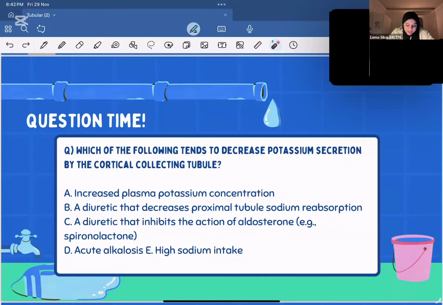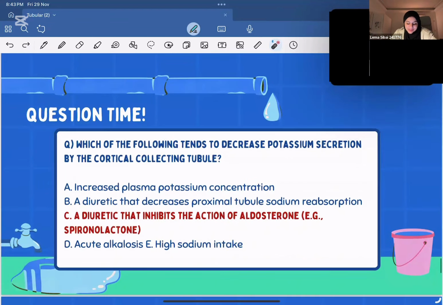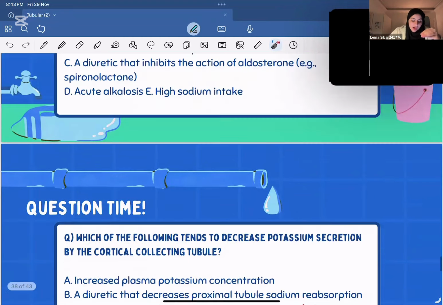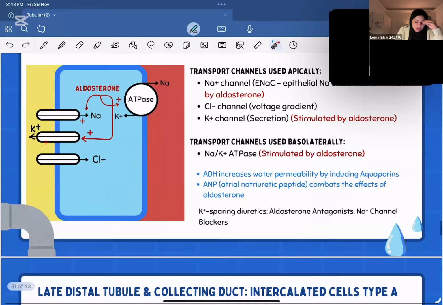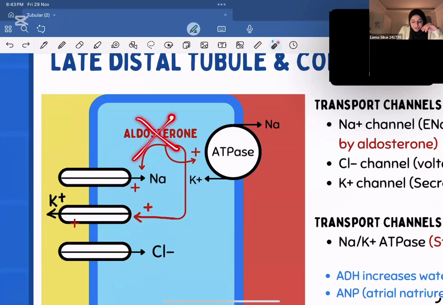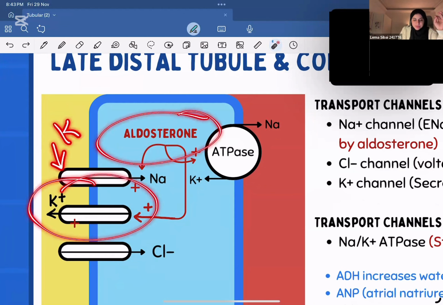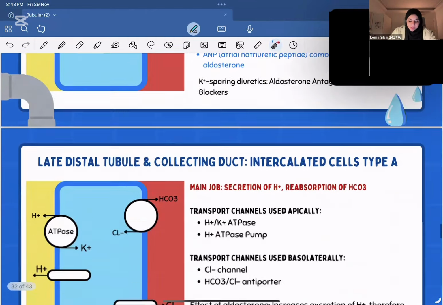C, a diuretic that inhibits the action of aldosterone. Anyone else? Okay, C is correct. A diuretic that inhibits the action of aldosterone. Aldosterone, just to revise, increases the amount of sodium channels. So if you have a drug that takes away aldosterone, you'll have less sodium being reabsorbed back into the blood. Sorry, I thought this was sodium. If you have less aldosterone, you'll have less potassium being secreted into the urine because you have less potassium channels. Aldosterone increases the amount of potassium in the tubular fluid, so less aldosterone decreases the potassium secretion rate.